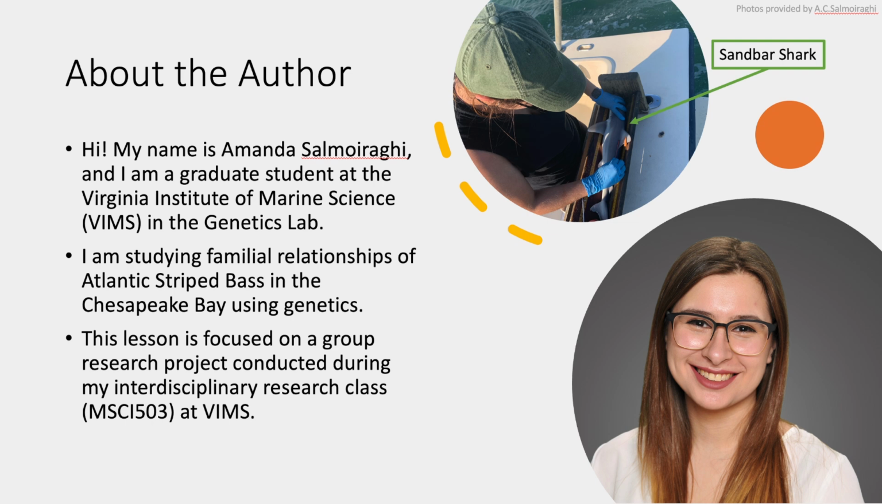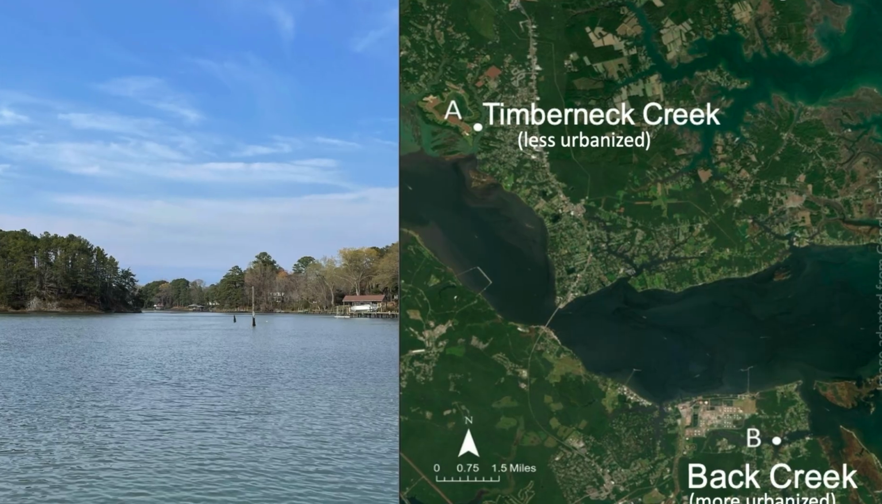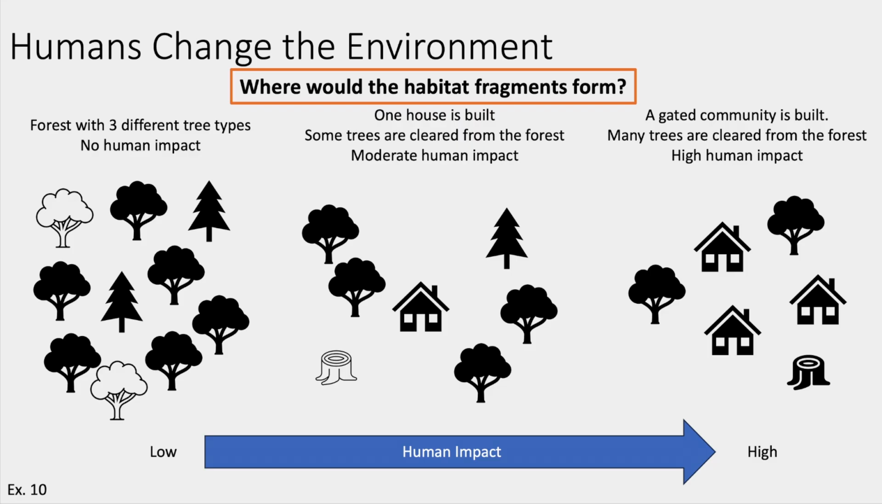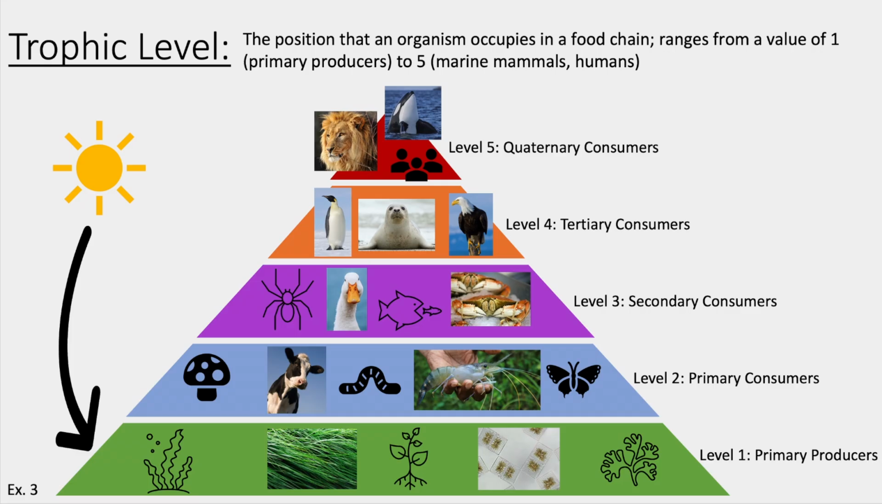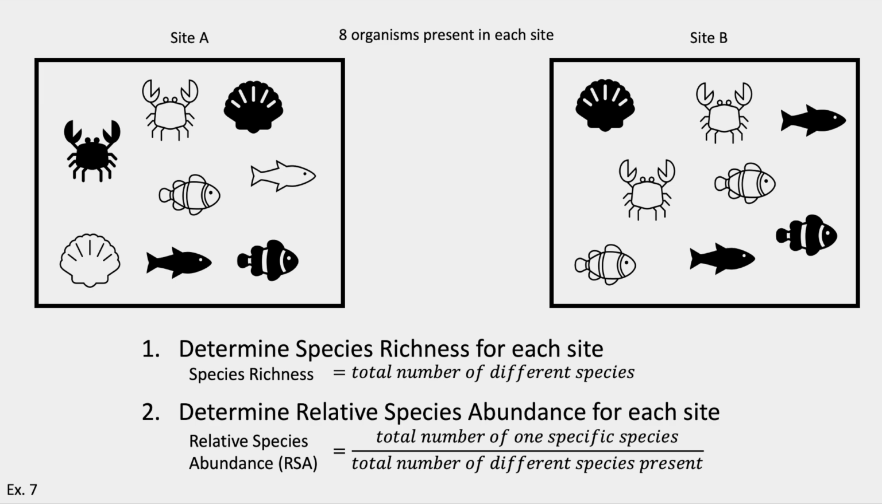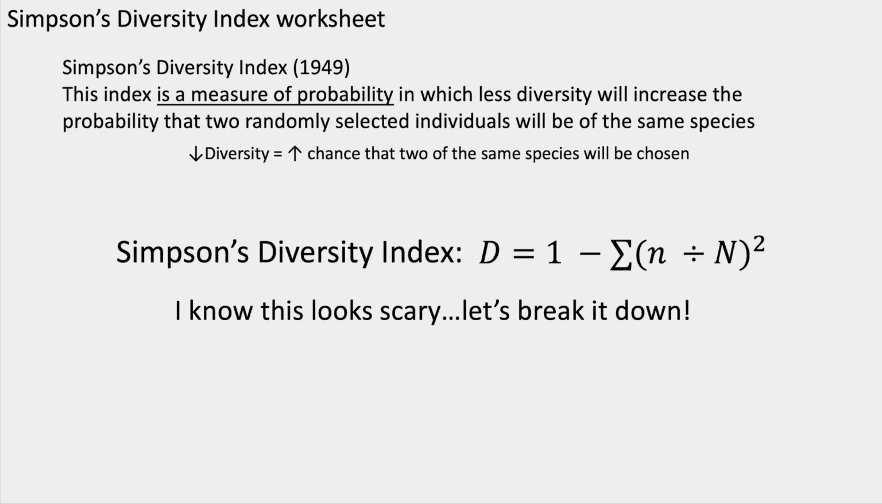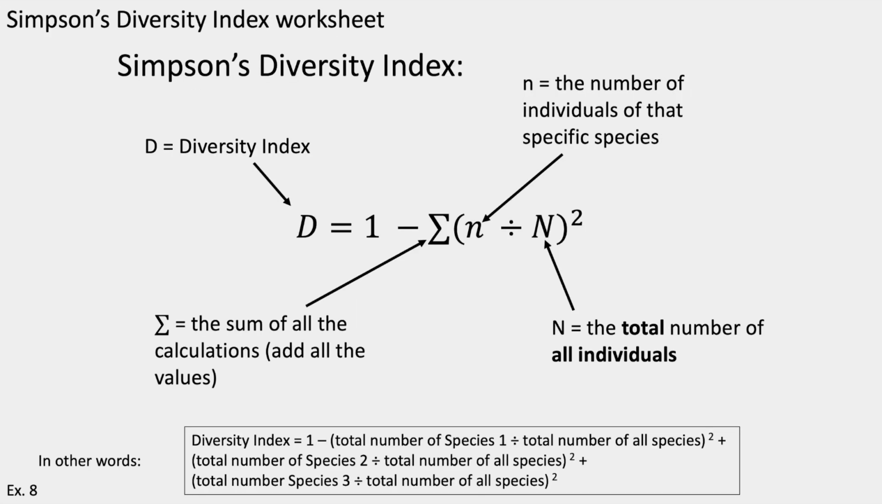This lesson highlights the interactions and influence of human activity on ecosystems, specifically on tidal creeks. Students will learn concepts related to habitat fragmentation, food chains, food webs, trophic level pyramids, species richness and abundance, and for higher level students, calculating Simpson's diversity index.